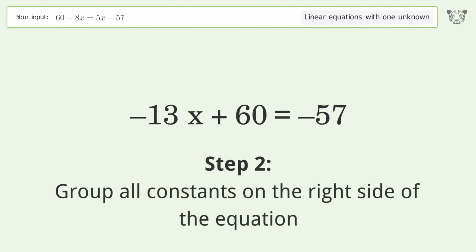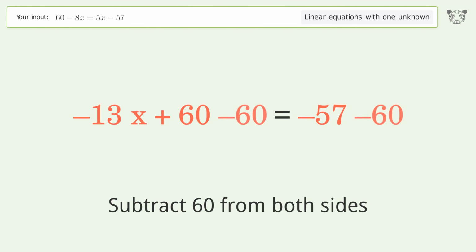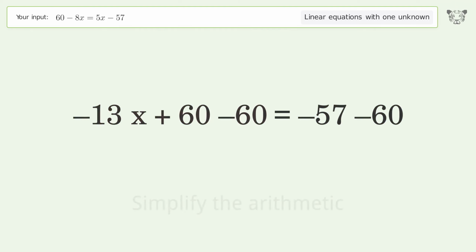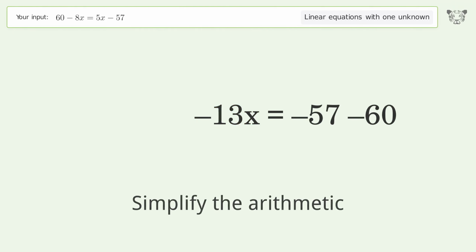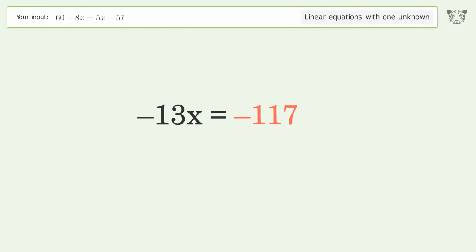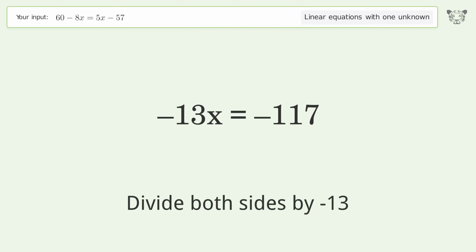Group all constants on the right side of the equation. Subtract 60 from both sides. Simplify the arithmetic. Isolate the x. Divide both sides by -13.